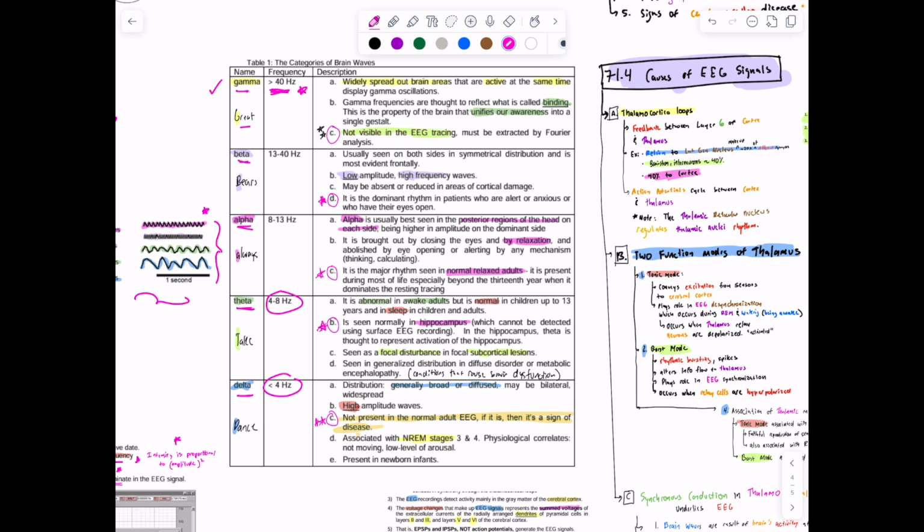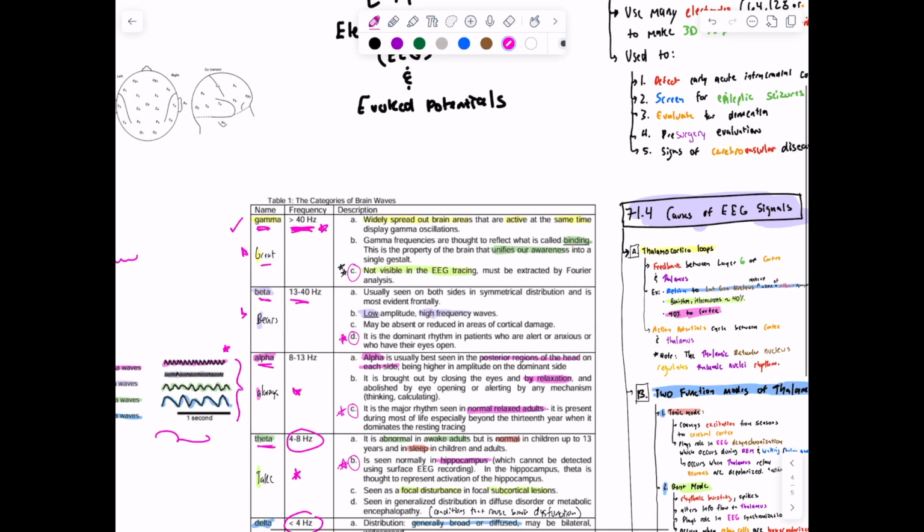So our mnemonic is great bears always take dance. Great is for gamma. It's greater than 40 hertz, right? Then we have beta, which is 30 to 40 hertz. Okay, and hertz you can think of as a measure of frequency. So say I have this one point right here, and then I have this wave that's going to come through that point, right?